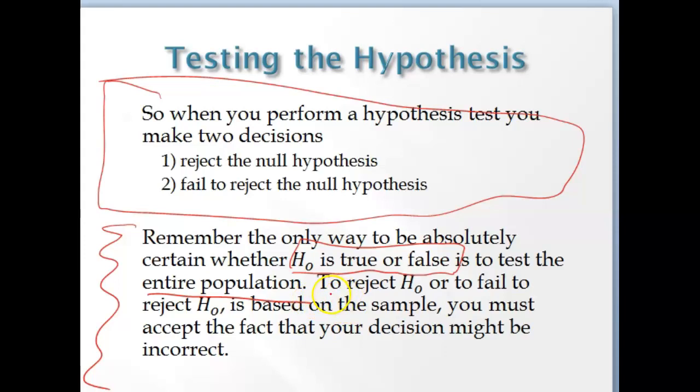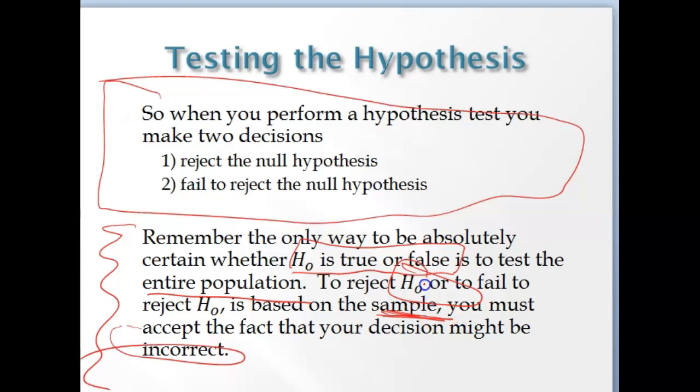So what you're going to do is make your decision to reject or fail to reject the null hypothesis based on your sample. So you must accept the fact that sometimes your decision is going to be incorrect. Again, the only way that you can be absolutely certain that the null hypothesis is true or false is to test the entire population. And that more or less defeats the purpose of taking a random sample.